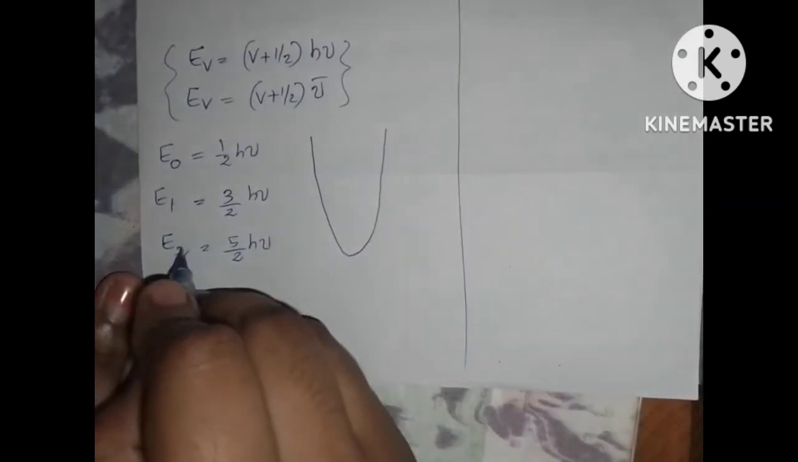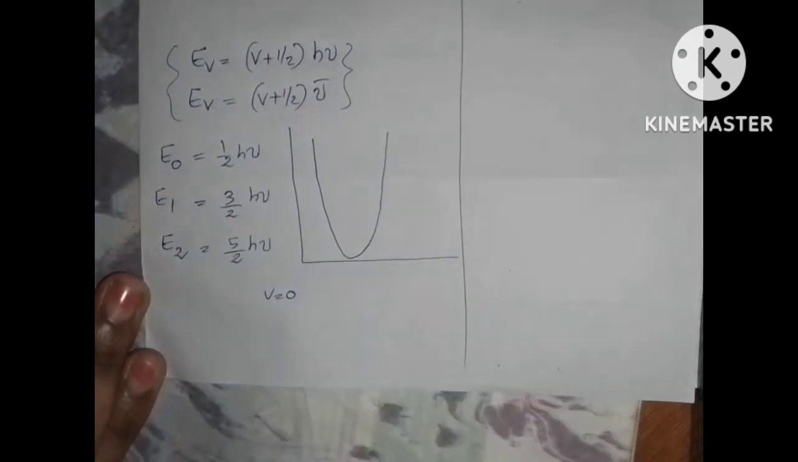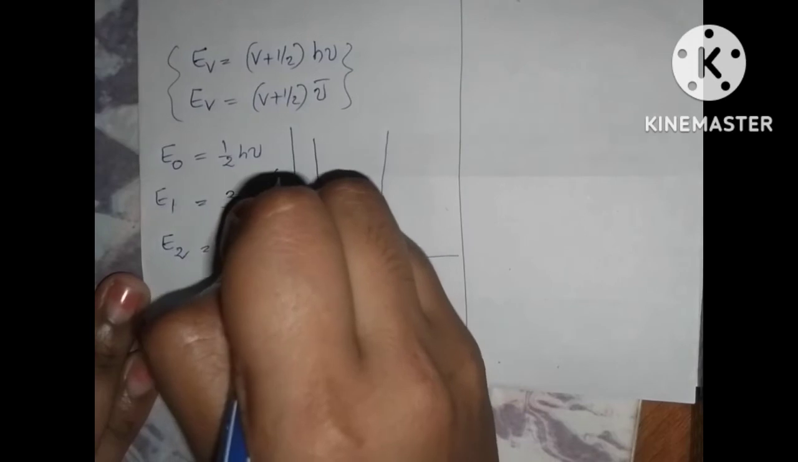So when we plot it in vibrational levels, we can say that V equal to 0. In this plot, the y-axis indicates energy, as we have said already in this part.